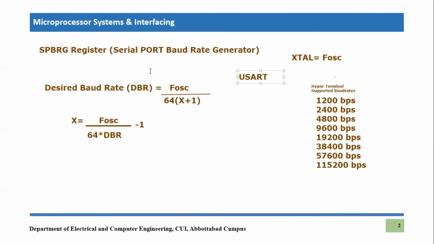And now we come to this value. What is x here? This x is the value of SPBRG, which is our register, the Serial Port Baud Rate Generator. FOSC is the value of the crystal oscillator. If you put those two values in, you can calculate the desired baud rate, the baud rate at which two devices will be communicating.